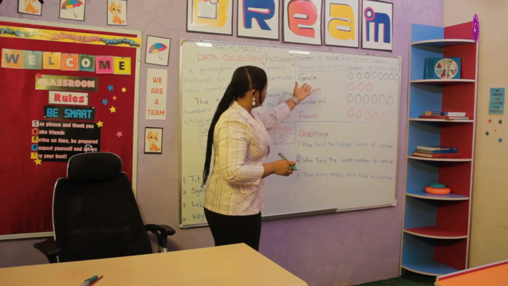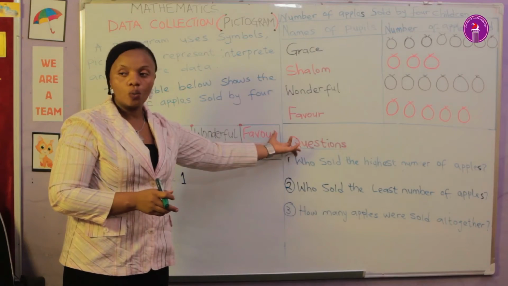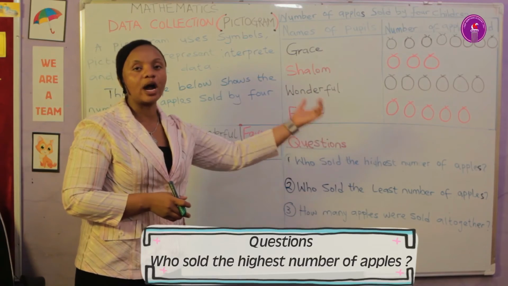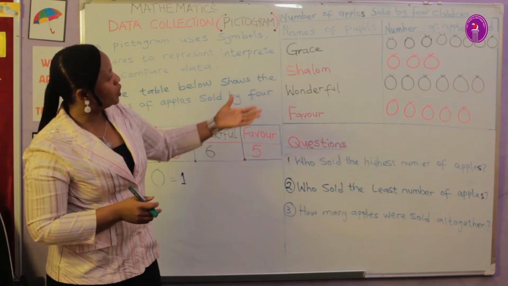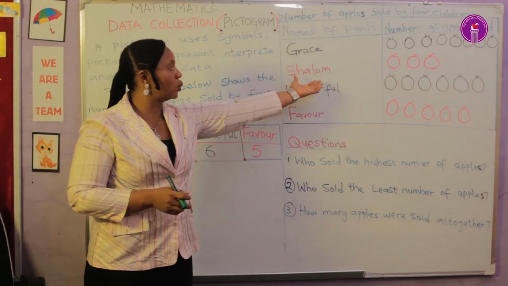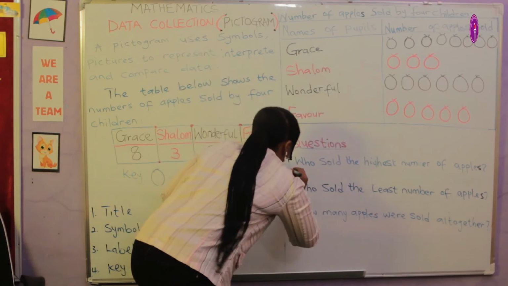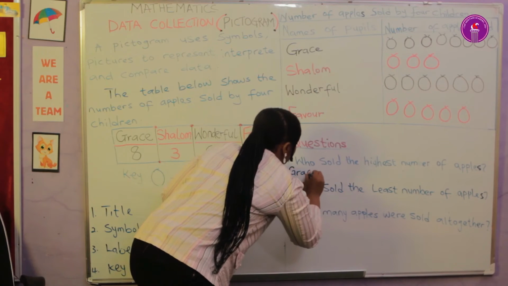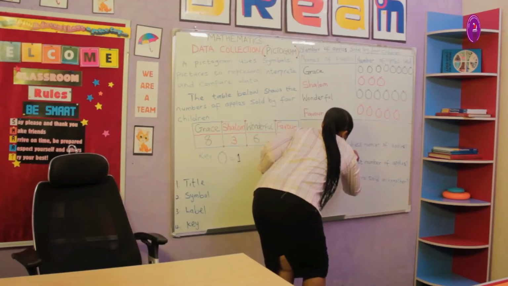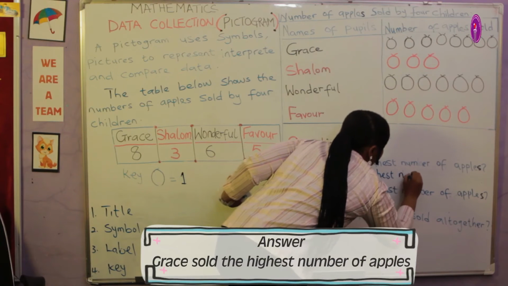From this pictogram, let's answer the questions below. Who sold the highest number of apples? Now, when you go back to study the pictogram, you find out that Grace sold the highest number of apples. So write, Grace sold the highest number of apples.